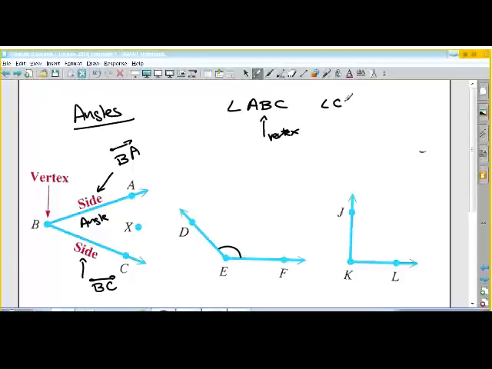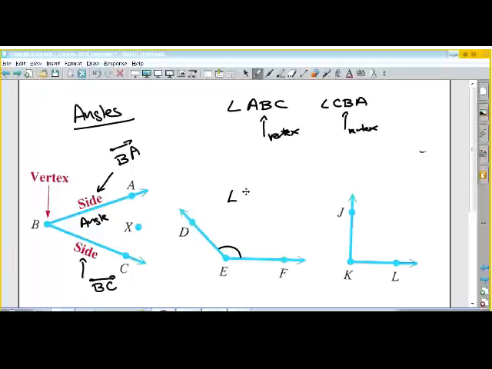So what if I did it the opposite way? If I had angle CBA, again, this is your vertex, the middle one. Would that be any different? No, because you've got ray AB, ray BA and ray BC, and it doesn't matter which way you do it, you're still going to have the same angle. Whether this is first or that's first doesn't matter. The important thing is that the vertex is the center letter.